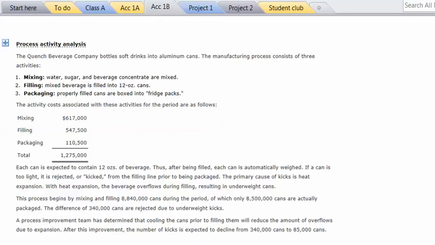Mixing, $617,000. Filling, $547,500. Packaging, $110,500. So the total is $1,275,000. Each can is expected to contain 12 ounces.